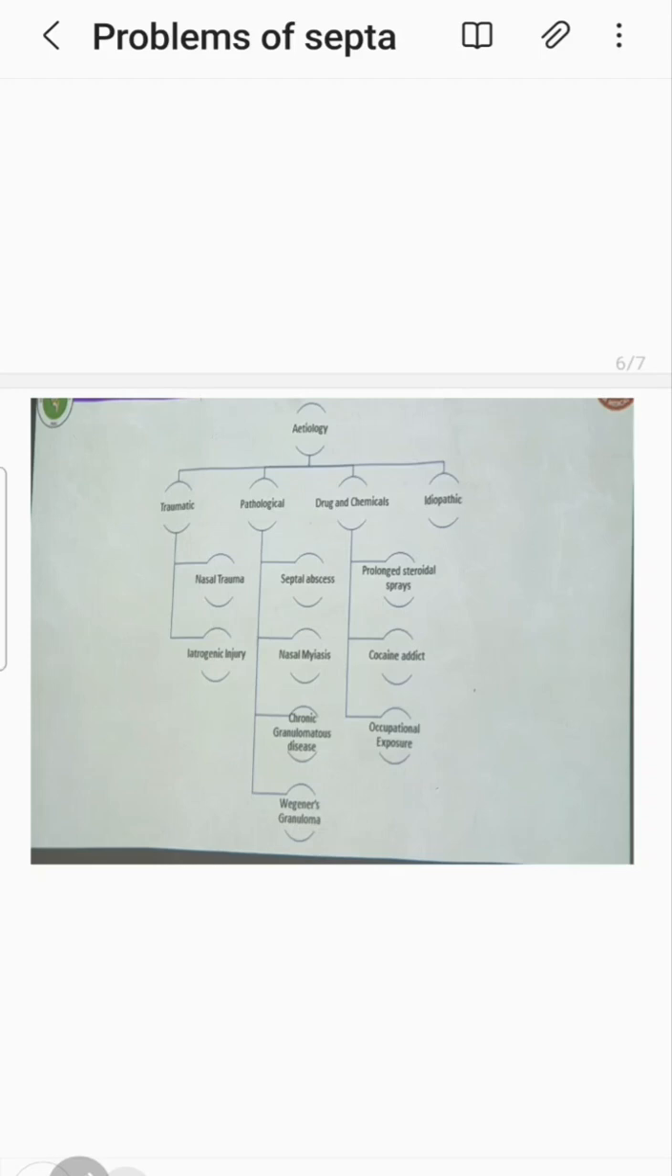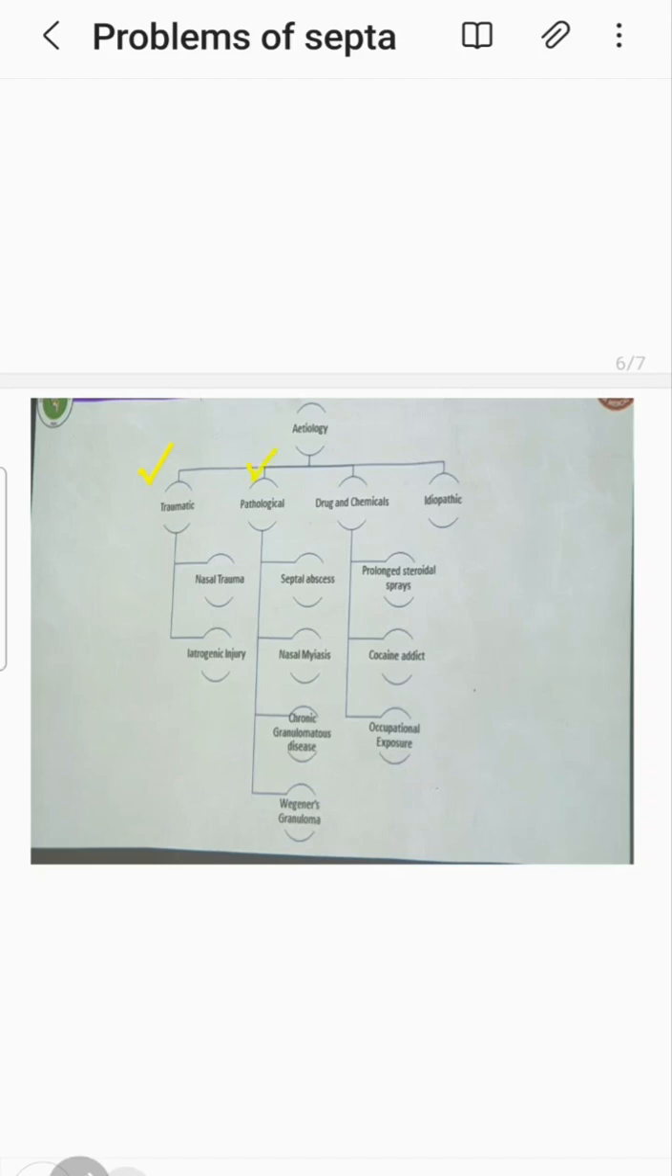Traumatic perforation can occur during a submucosal resection surgery. It can occur during cauterization of the septum as an epistaxis treatment. It can also be caused by habitual nose picking or deliberate perforation to put ornaments. So this is basically related to trauma, that it may be a trauma itself, it may be a surgery or a cauterization as a treatment of epistaxis, it may be a deliberate thing to put ornaments, or it may be caused by habitual nose picking.